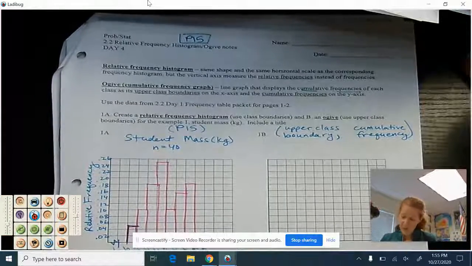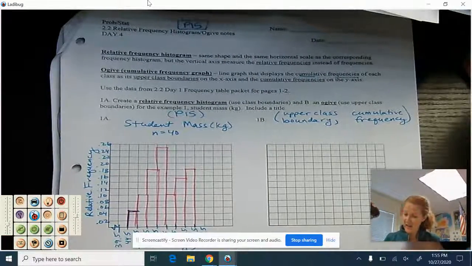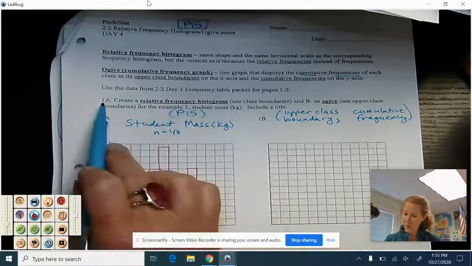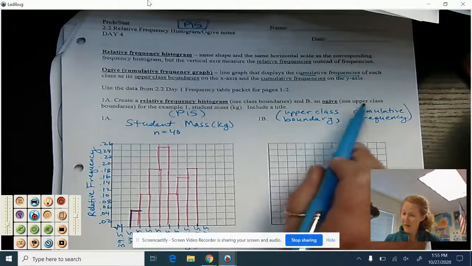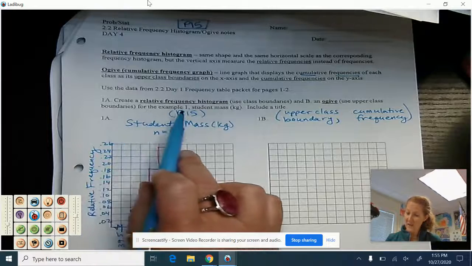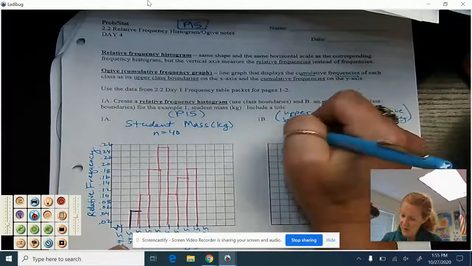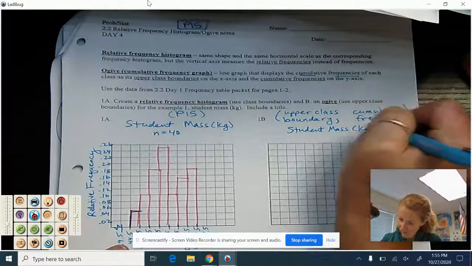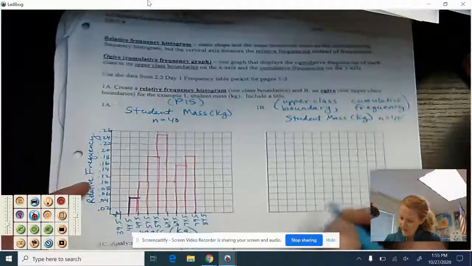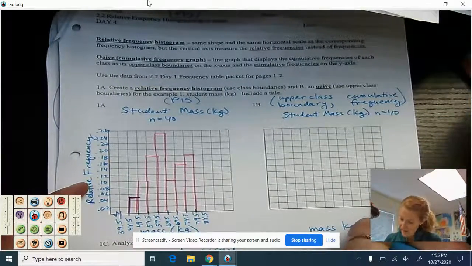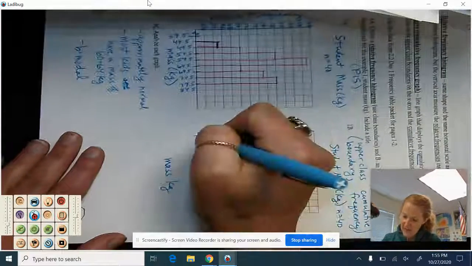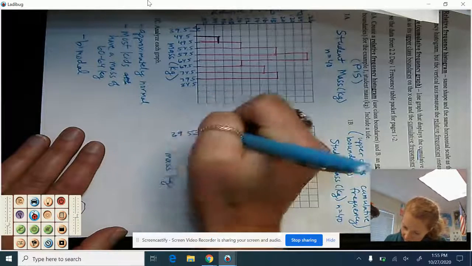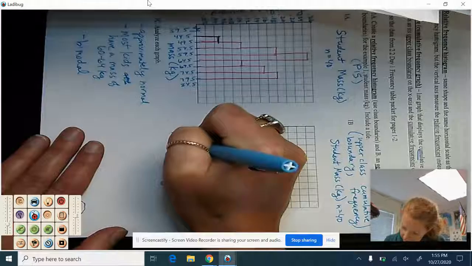All right, so that means we're going to have to repeat what I just did on the x-axis because I'm going to use the same data for both of these. So now we're on 1B. We're going to create an ogive using upper class boundaries for the example 1 student mass. We're going to include a title, so we're going to have student mass again in kilograms, and it's still 40. We're going to label that at the bottom, mass in kilograms. All right, we're going to do the break. This time I'll do the break as a double tick, and then I'm going to start at 39.5 and go all the way down just like we did a minute ago.